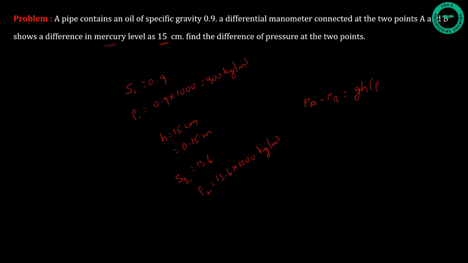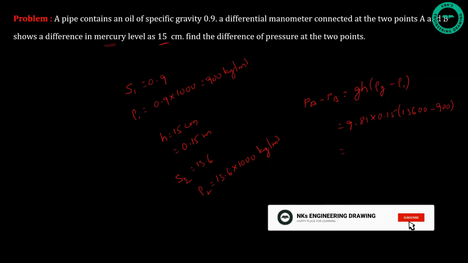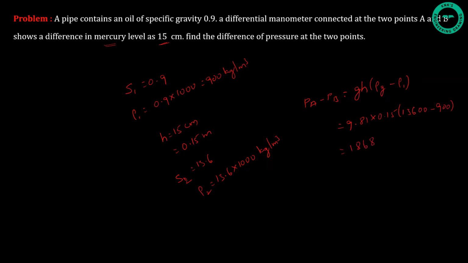g h into (rho 2 minus rho 1). So g value is 9.81 and height is 0.15 and rho 2 is 13.6 into 1000, which can be written as 13,600 minus 900, which gives 18,688 Newton per meter square.